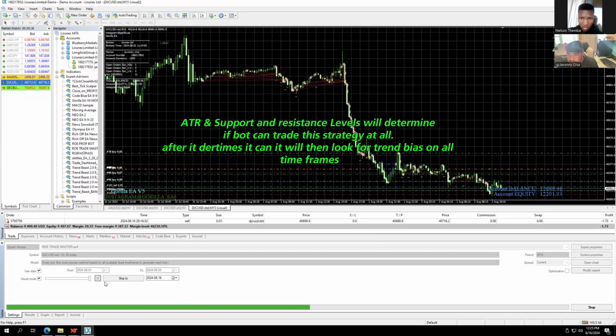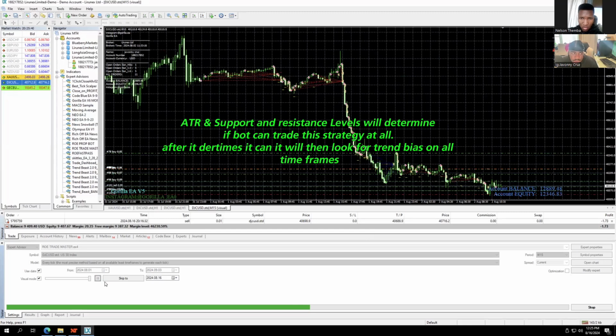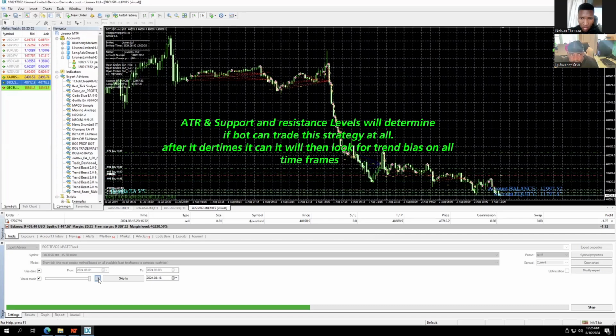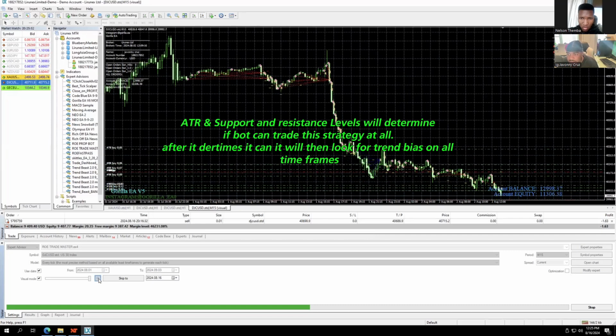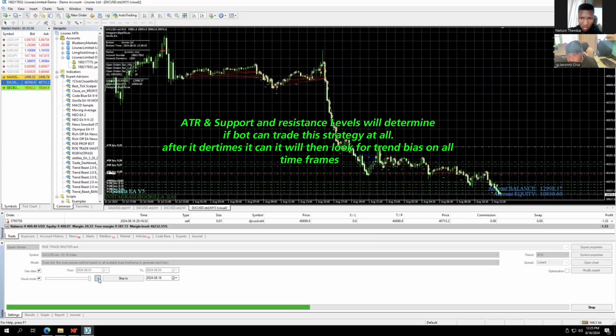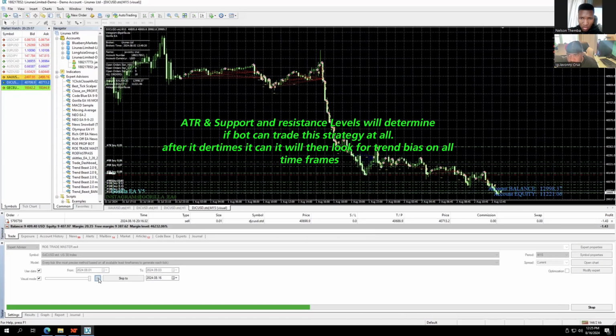Because right now the volatility is low. You'll be able to know if the volatility is low through the ATR indicator, the average true range, which will help identify if it is low enough to trade that strategy.